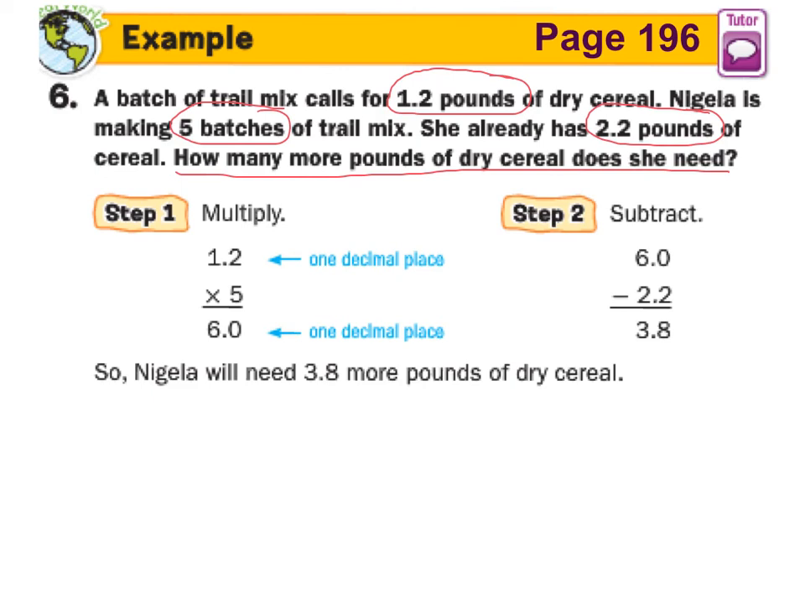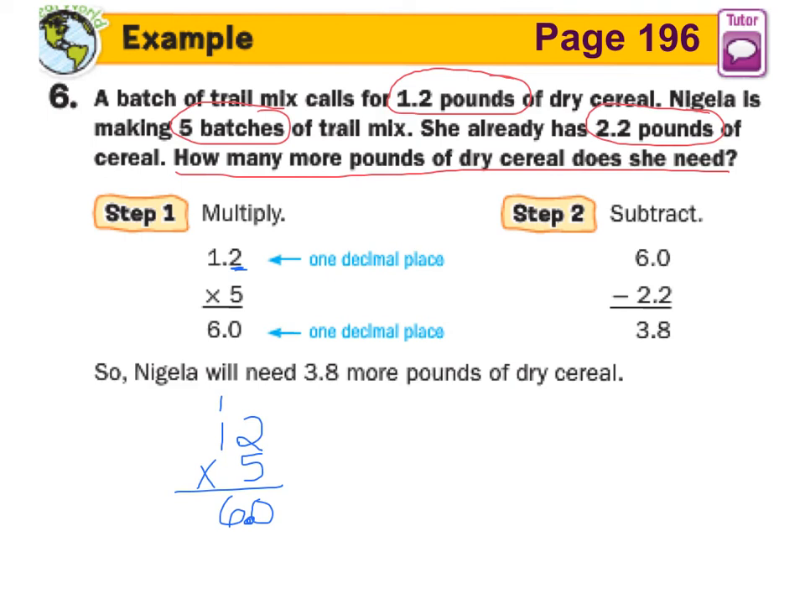So I'm going to take, I need 1.2 or 12 times 5, and I get 2 times 5 is 10, carry the 1, 5 times 1 is 5 plus 1 is 6, but I had 1 decimal place, so I'm going to put it right here between the 6 and the 0.